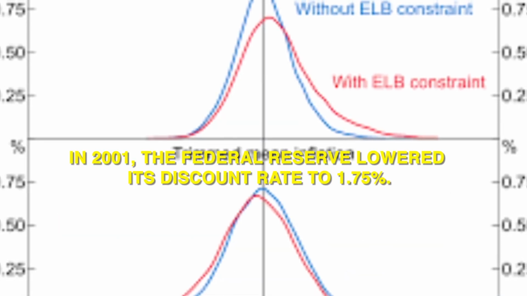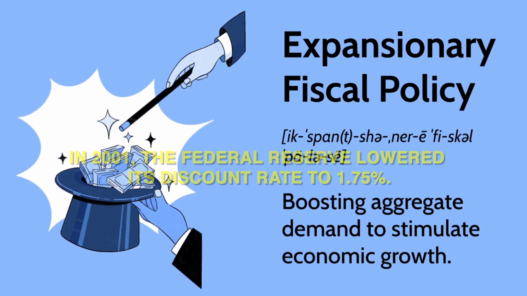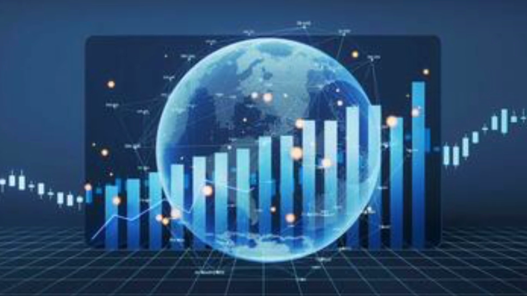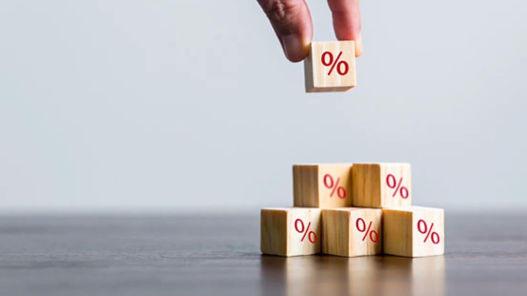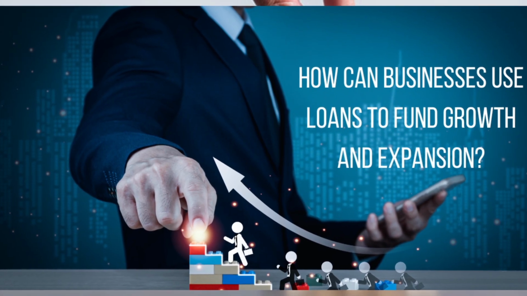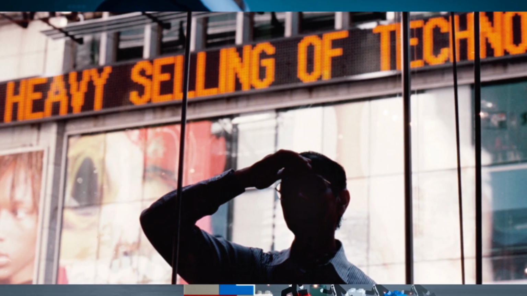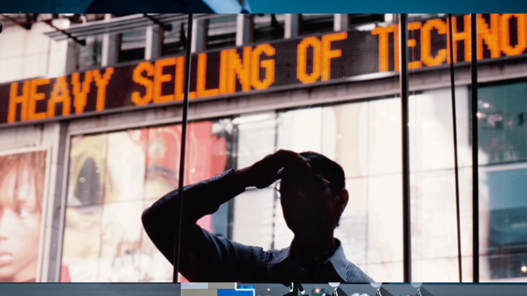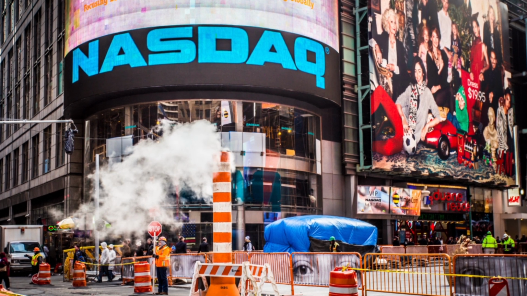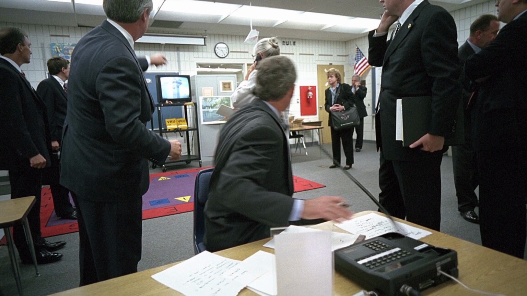In 2001, the Federal Reserve lowered its discount rate to 1.75%. In the early 2000s, the United States faced significant economic challenges following the bursting of the dot-com bubble and the devastating September 11th terrorist attacks. The collapse of many technology companies and the resulting loss of investor confidence contributed to a sharp economic downturn. Additionally, the attacks on September 11th, 2001, disrupted financial markets and consumer behavior, further impacting economic activity.